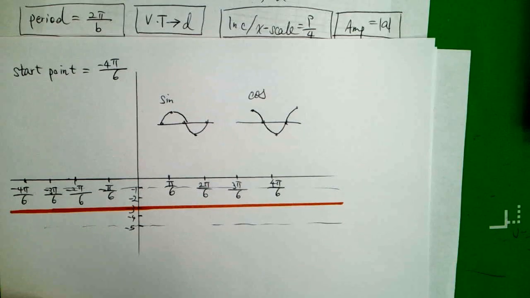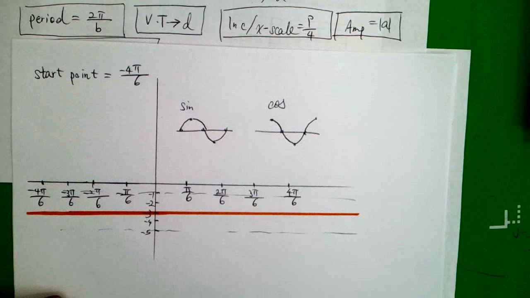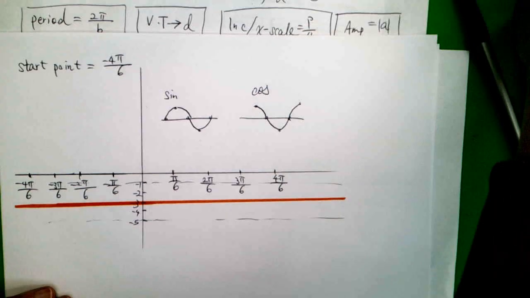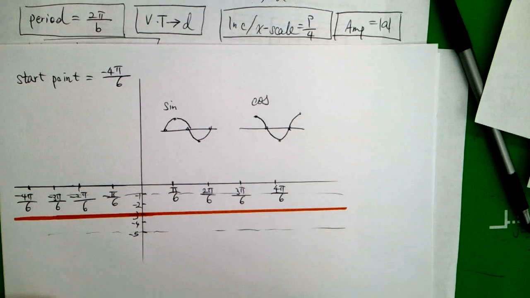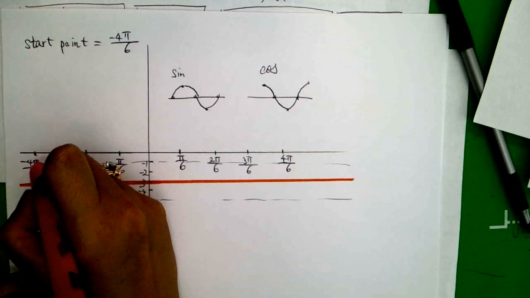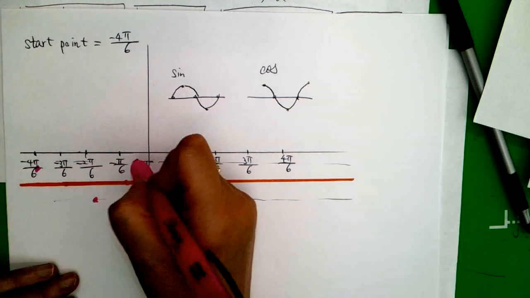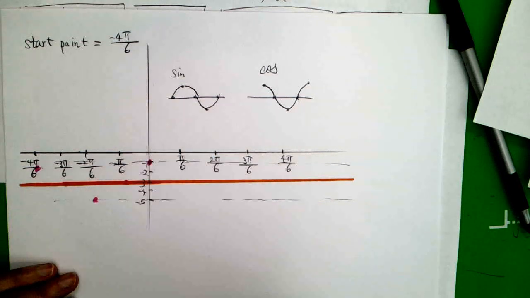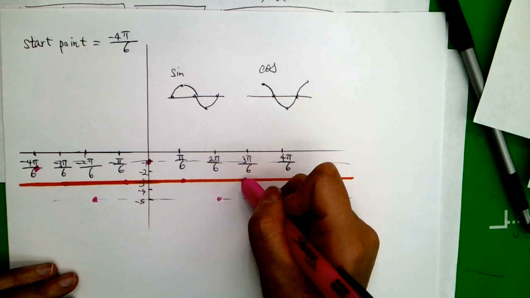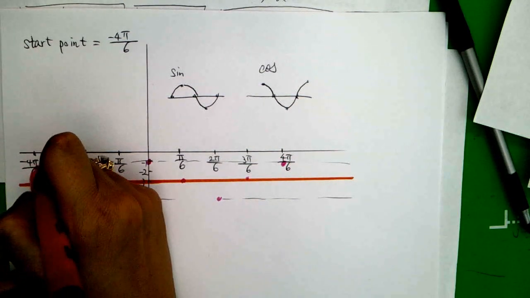Because I'm graphing the cosine function, it starts from the highest, middle, lowest, middle, highest. So my graph should be -4 pi over 6, highest, middle, lowest, middle, and highest point. So my graph looks like this.